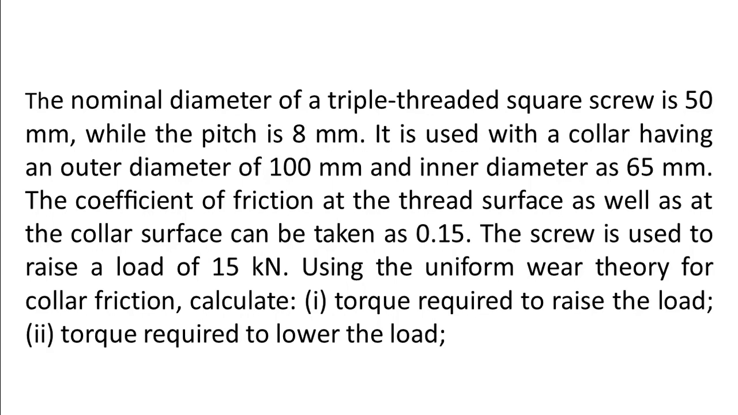DO, the outer diameter of the collar, is 100 mm, so RO will be 50 mm. DI, the inner diameter of the collar, is 65 mm. The coefficient of friction at the thread surface and collar, that is mu and mu c, is 0.15. Load W is 15 kilonewton, so 15 into 10 raised to 3 newton. We have to use uniform wear theory and calculate the three things. Let us start.